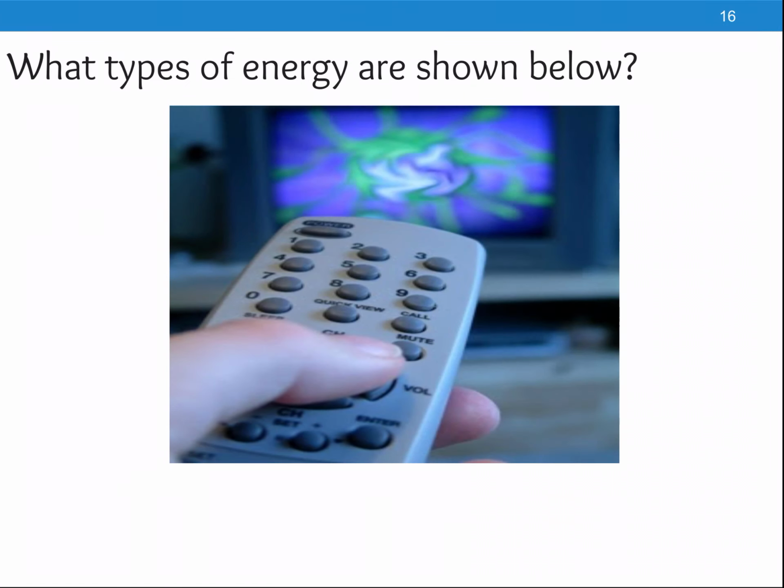All right, now what about this one? Got a clicker and a TV. So what type of energy, or types, plural, of energy are shown below? Give you guys a hint. There are three. If you need to pause the video, do so. We're going over the answers in 3, 2, 1.